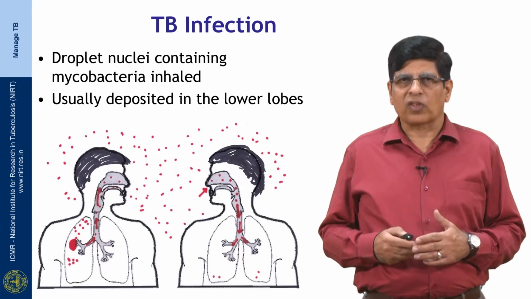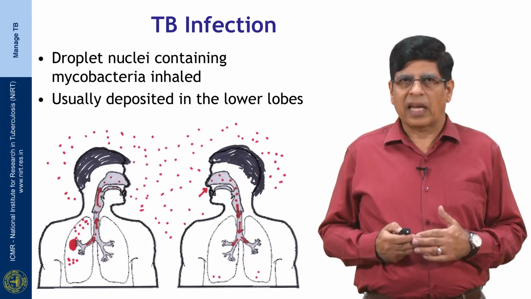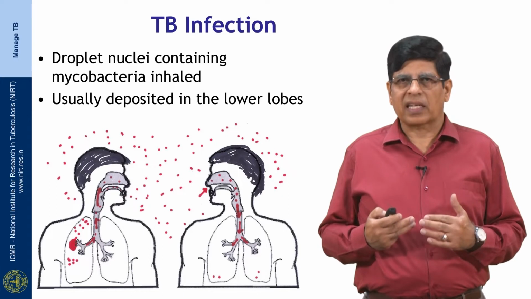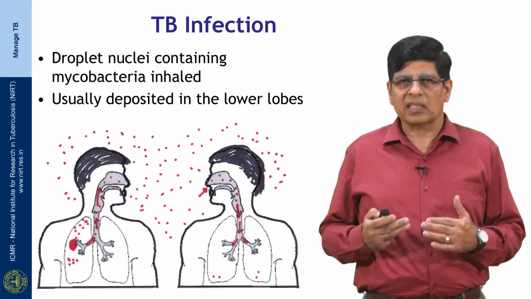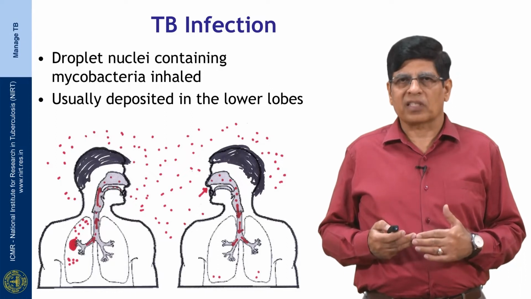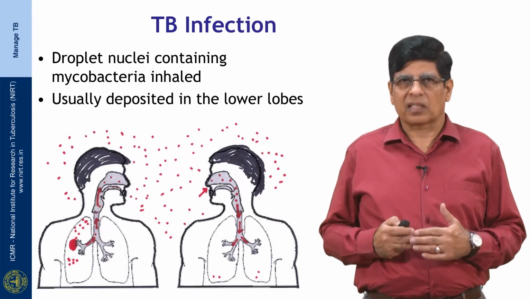Thousands of droplet nuclei are thrown out in the air, and the smaller ones get inhaled and settle down in the alveoli of the susceptible person, and these are the ones which are able to establish infection in the susceptible person.